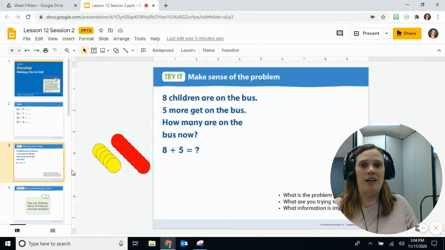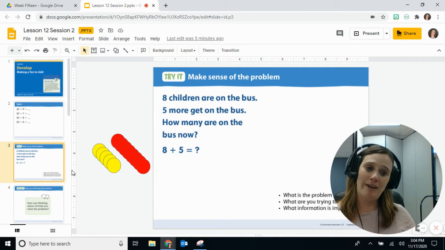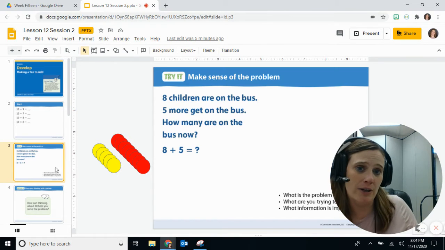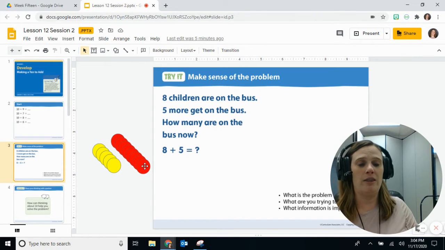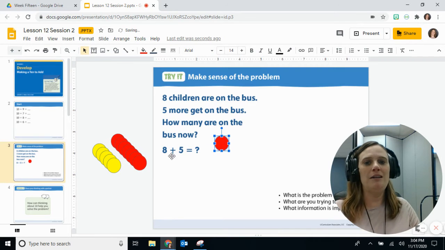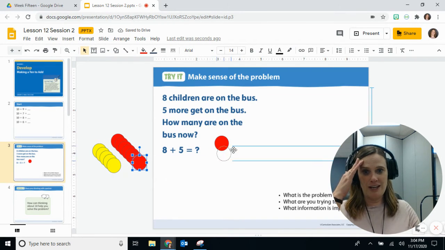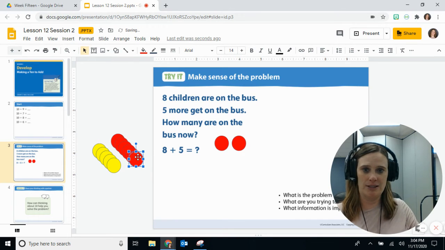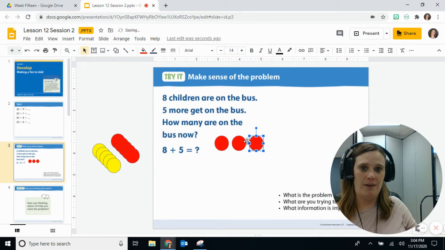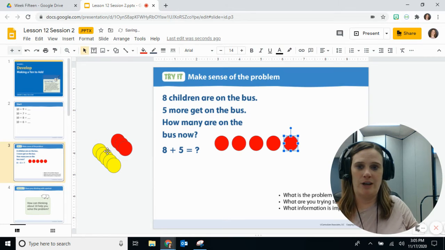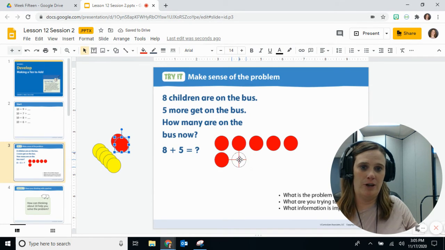Here's our new stuff. All right, we have, look, a bus again and children on the bus. But this time we don't have a cute little bus drawn. We just have to use our counters. So it says 8 children are on the bus. And you know what? In my head, it really helps me if I kind of make it look like a 10 frame. Because we use that number 10 a lot, don't we? It's kind of an important number in math. So there's 5 on the top, and then I'll put 3 on the bottom for 8, 5, 6, 7, 8.